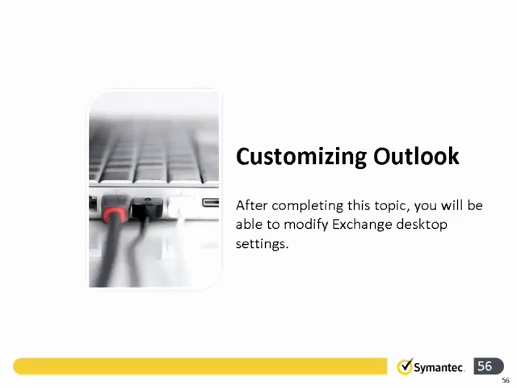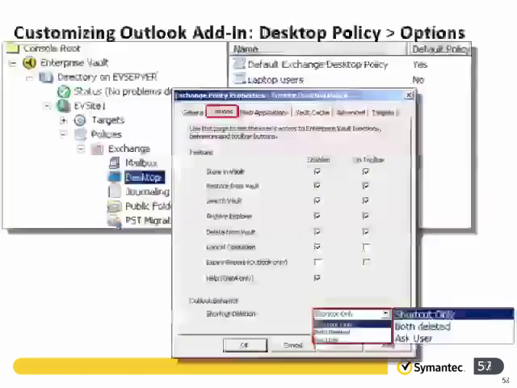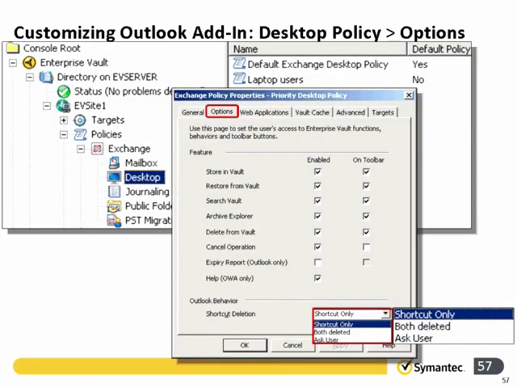So now that we have the basics of how the Outlook add-in works, how we're going to distribute it and install it, and how we're going to know if it has been installed, what types of things can we do as an administrator to customize that Outlook add-in on the desktop? To customize it, we need to open up the desktop policy.